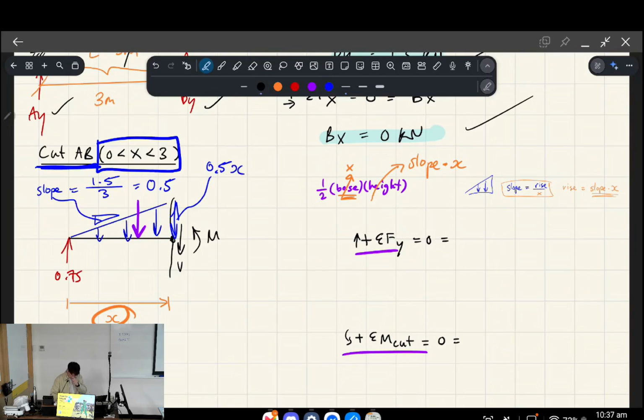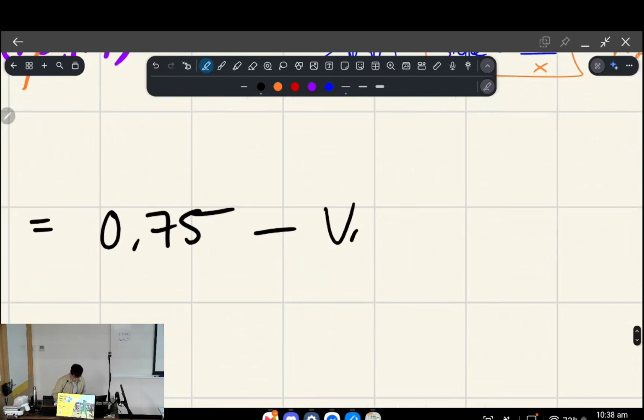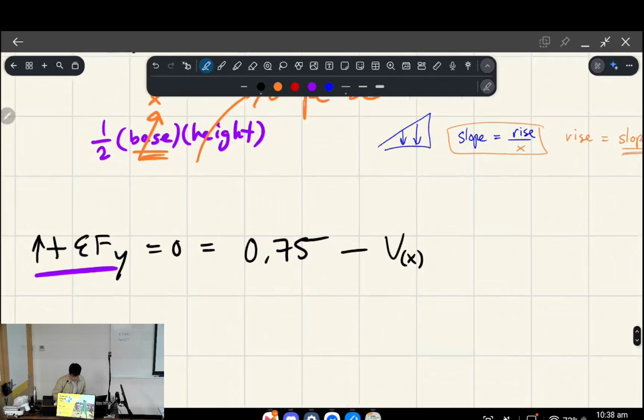Okay. All right. Now we're ready to solve the force and moment equilibriums. For the force equilibrium, we consider all the upwards and downwards arrows. The upwards arrow, we've got 0.75, which is pointing up. We subtract V, okay? V is our internal shear, and the internal shear is going to vary along the beam. So this is the function that we're actually solving for. You can think of V as a function of x.